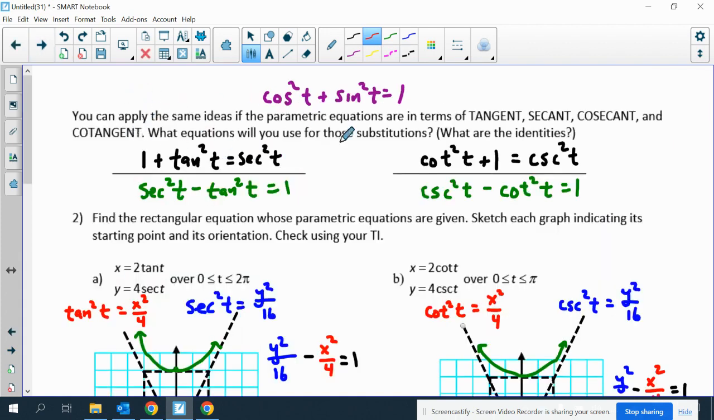You can apply the same ideas if parametric equations have tangent, secant, cotangent, and cosecant. So we would use the Pythagorean identity, and as we've talked about in previous units, you can divide everything by cosine squared to get this. You can divide everything by sine squared to get this. And then I solve them in green to have them equal 1, because it's a little bit easier when they're equal to 1.